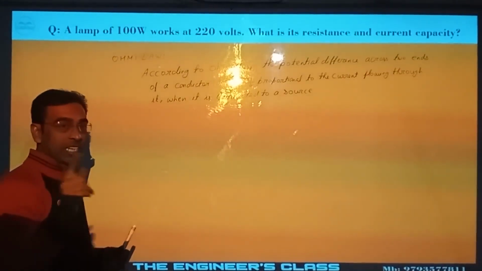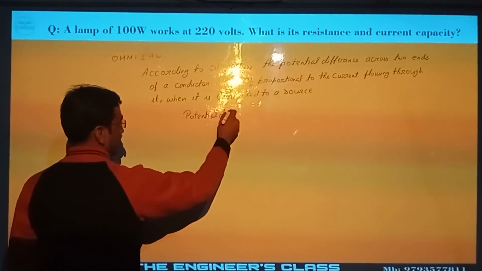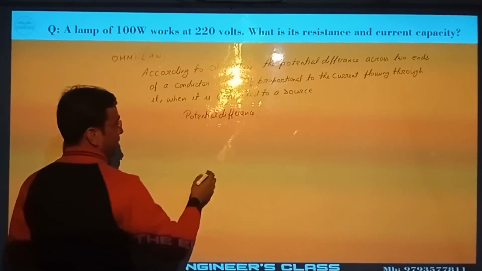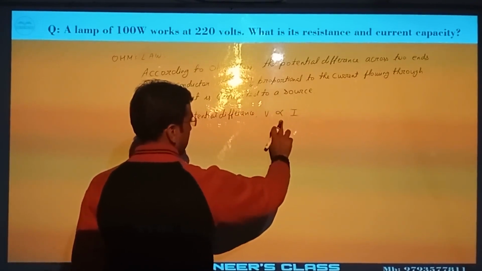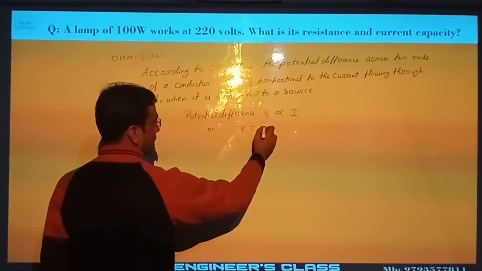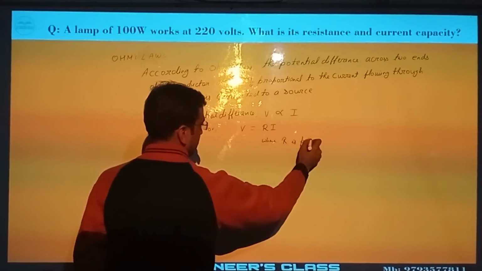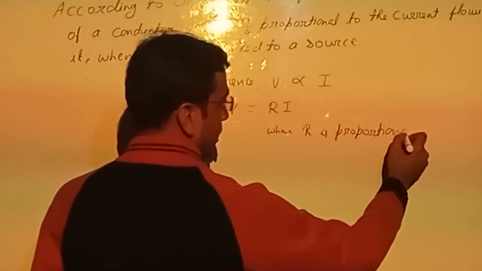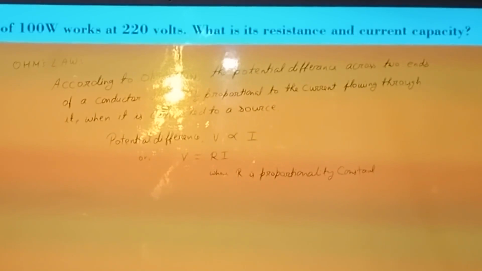So we can represent it as potential difference, that is denoted by V, is directly proportional to current flowing through it, that is I. Or we can say V equals RI, where R is the proportionality constant. Please note it down on your notebook.